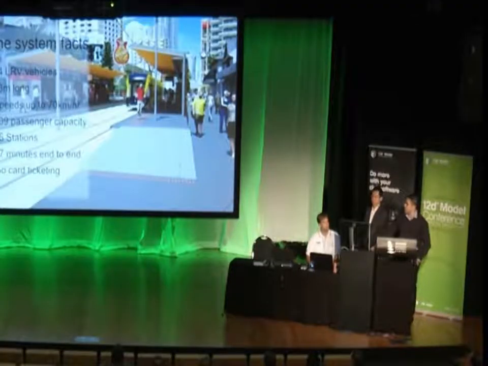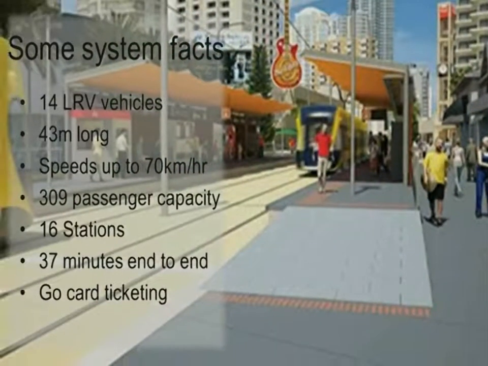Yeah, just some quick system facts. There'll be 14 LRV vehicles for this stage of works. Each vehicle is 43 metres long. The top operational speed is 70 kilometres an hour. Each vehicle has a capacity of 309 passengers. There's 16 stations. It's approximately 37 minutes end to end, and it will work on the TransLink go-card ticketing system.